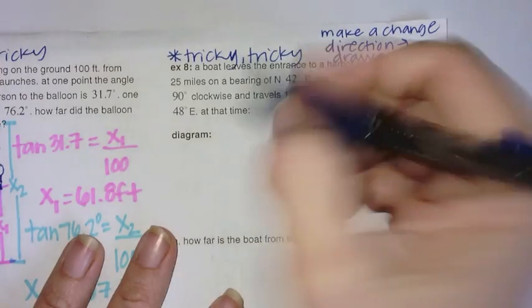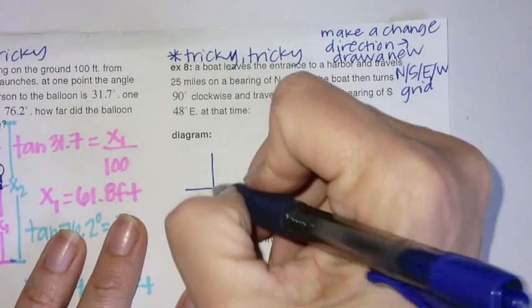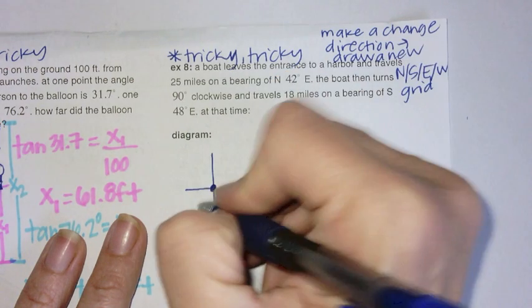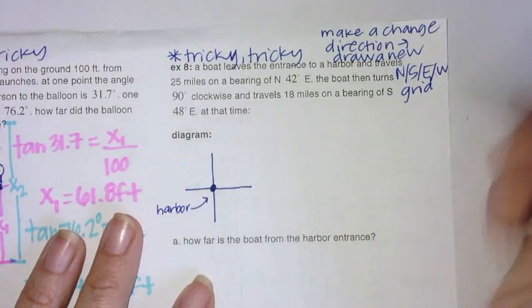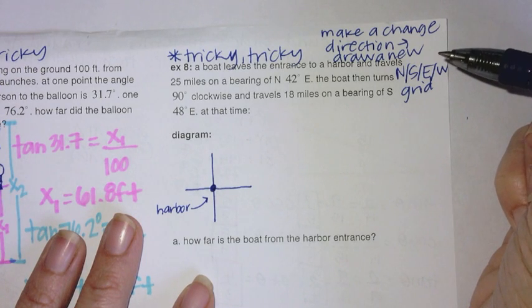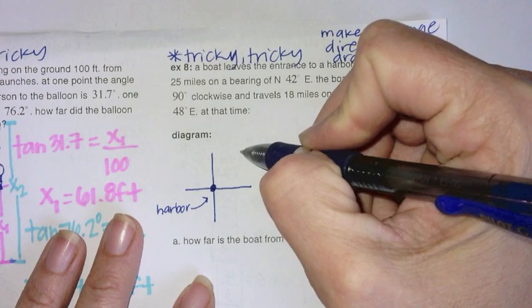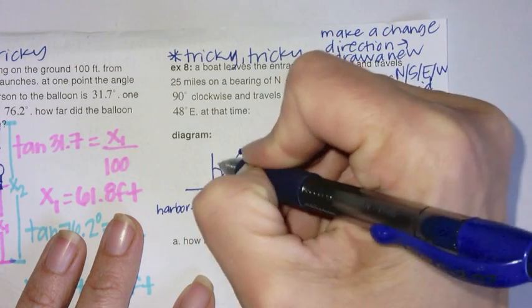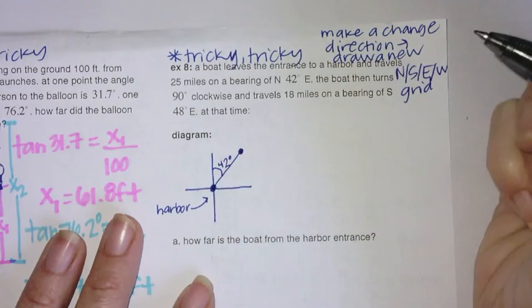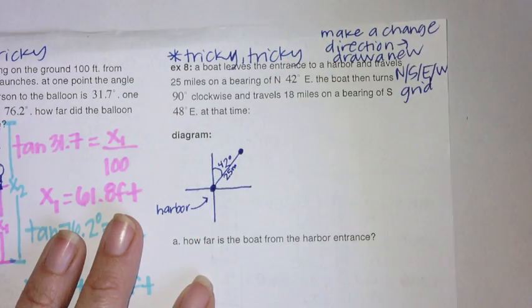Okay, so let's see what this is saying and try and give ourselves a picture. So a boat is leaving the entrance to a harbor, so we'll call this right here the harbor entrance. That's where it's going to be leaving from. And it travels on a bearing of north 42 degrees east. So it's going to go northeast. So it's going to go up to here, and this angle right here is 42 degrees. And it went 25 miles, so that's its distance.